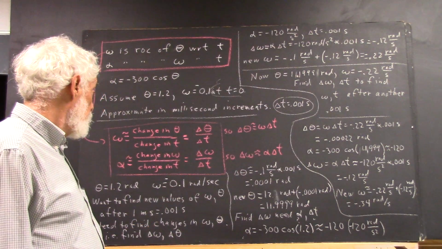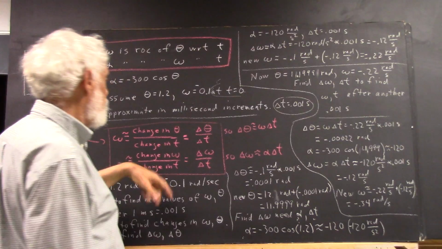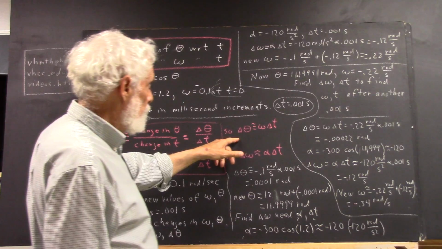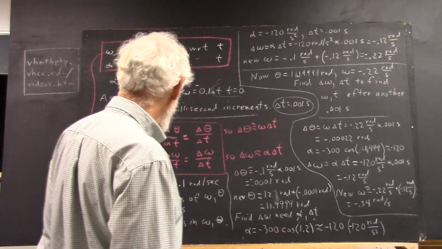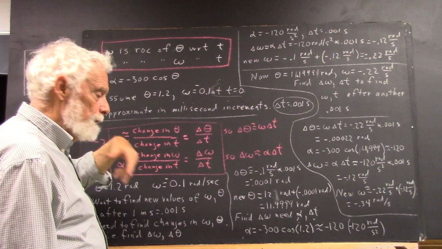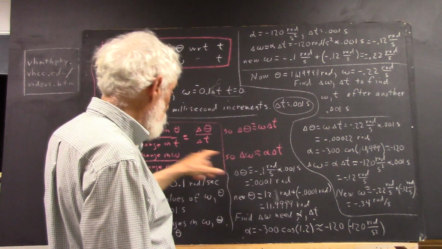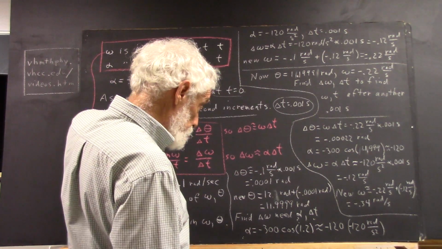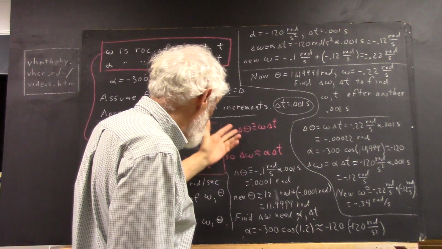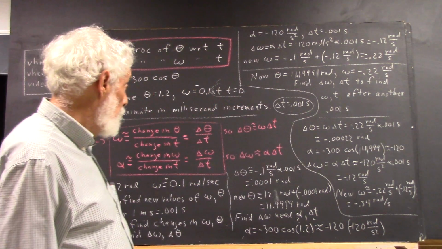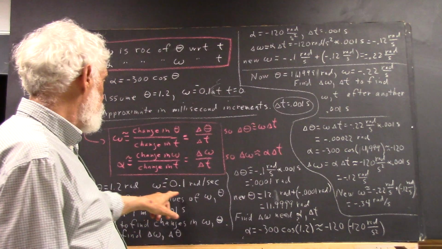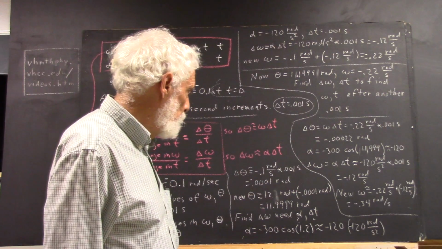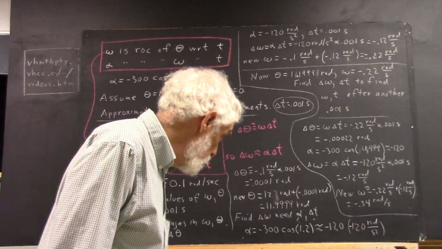Very straightforward. And we can write out here, well, if omega is about equal to delta theta over delta t, we multiply both sides by delta t. We get delta theta is approximately equal to omega times delta t. Alpha is about equal to delta omega over delta t, so delta omega is going to be approximately equal to alpha times delta t. Applying those definitions, then delta theta is omega delta t. Omega is negative 0.1 radian per second. Multiply that by 0.001 second, we get negative 0.0001 radian.